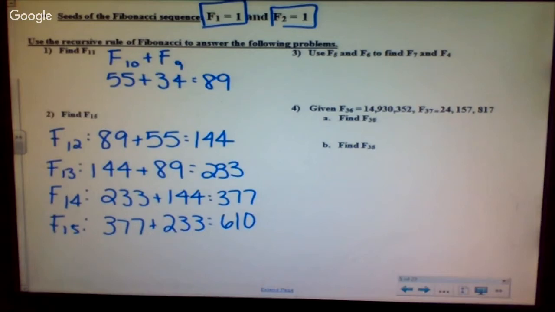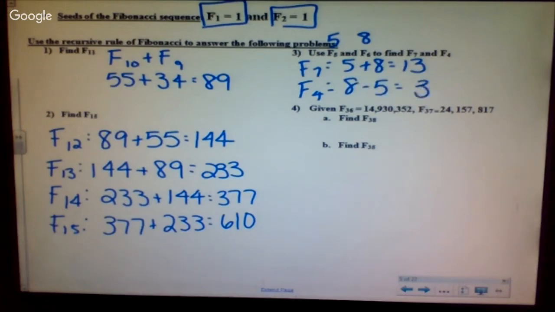Number 3 tells us they want us to use f sub 5 and f sub 6 to find f sub 7 and to work backwards and find f sub 4. What value do we have for f sub 5? It's a 5. What value do I have for f sub 6? 8. So to get f sub 7, what do I do? Add them. 5 plus 8 is 13. If I want to work backwards and get f sub 4, we subtract the 2. So 8 minus 5 is 3.